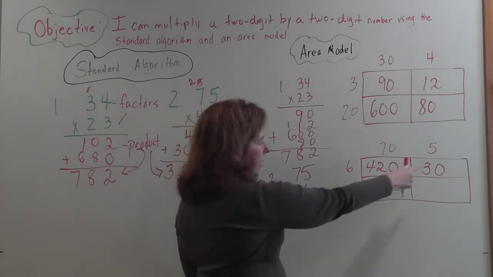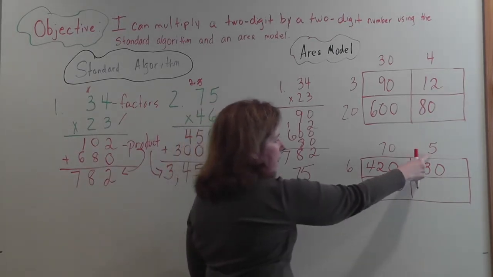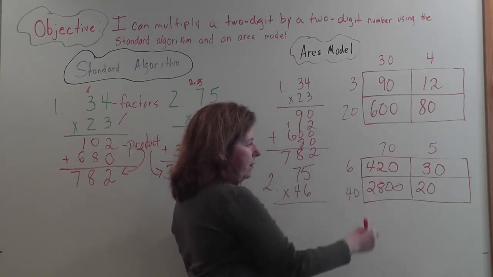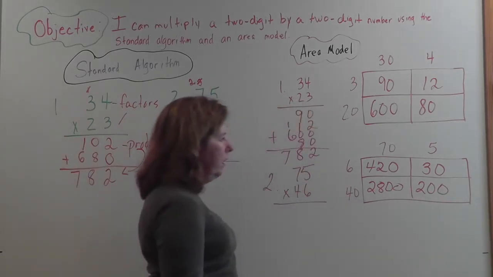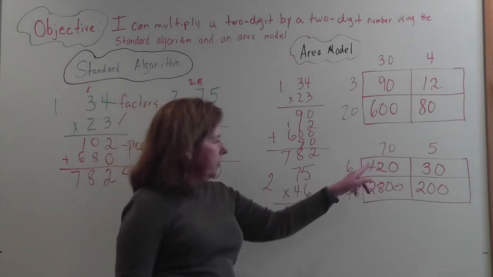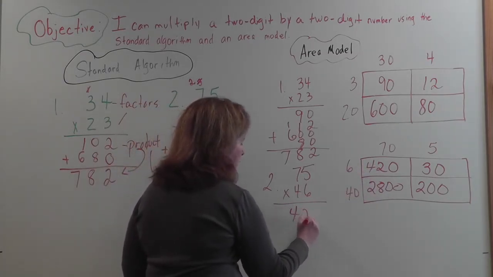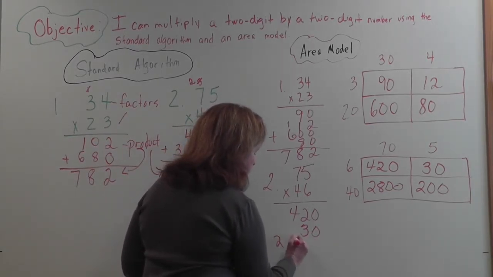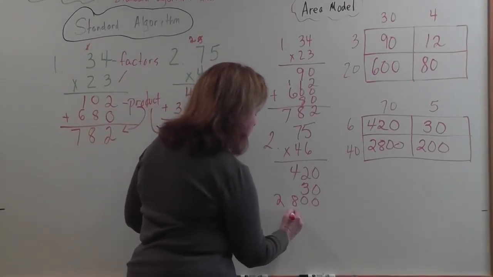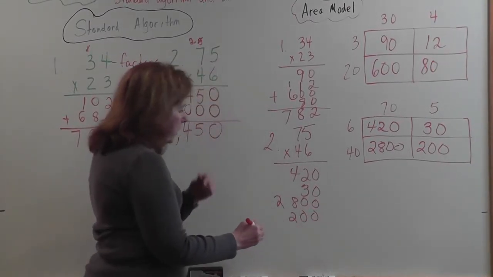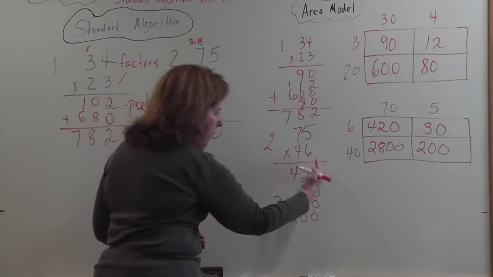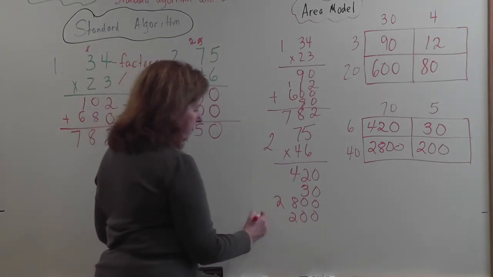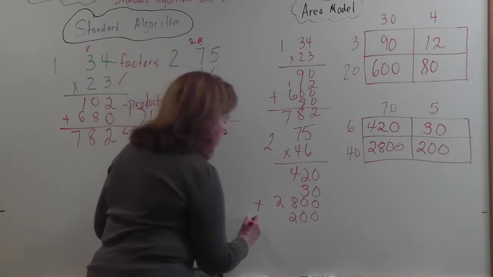Okay, now I'll multiply 40 times 5. 4 times 5 is 20, so I'll put 20 down. And then I have my 0. 0 times 5 is 0, so I just add my 0. Now I add up each number. 420 plus 30 plus 2,800 plus 200. Now don't forget, you need to make sure you have all your ones in line, all your tens, all your hundreds, all your thousands in line. Because you don't want to get all confused because you need to add them up.